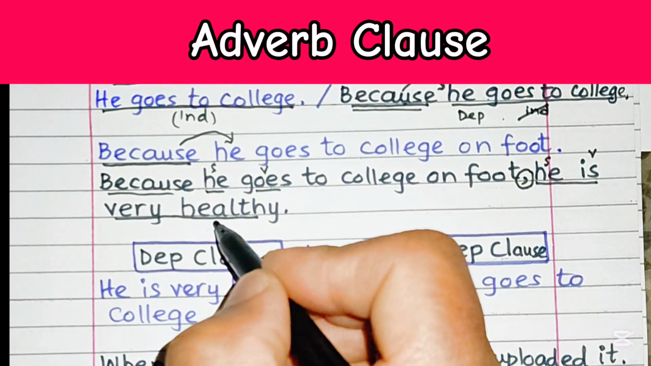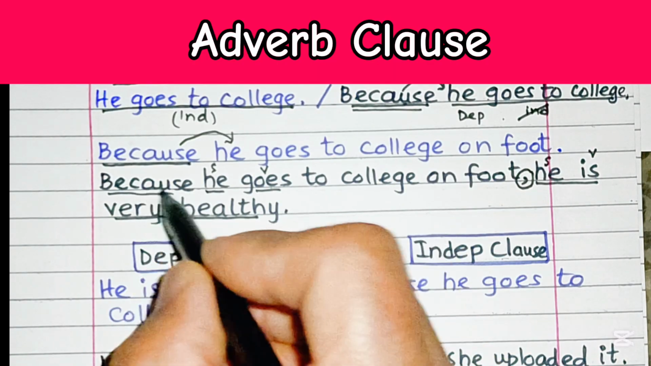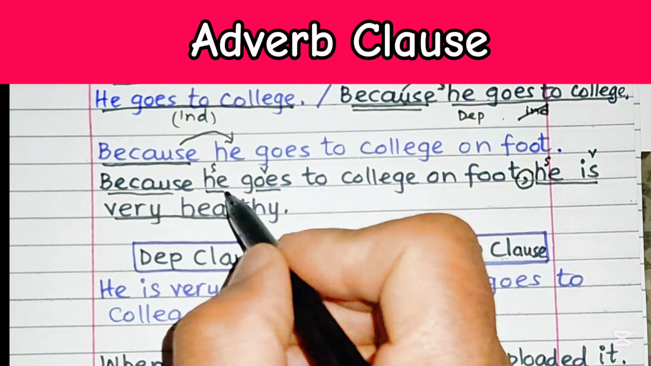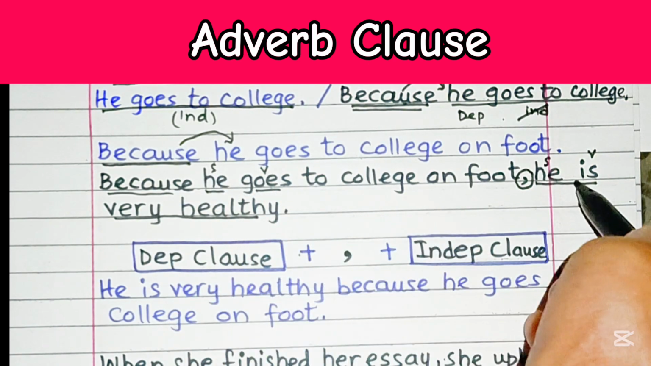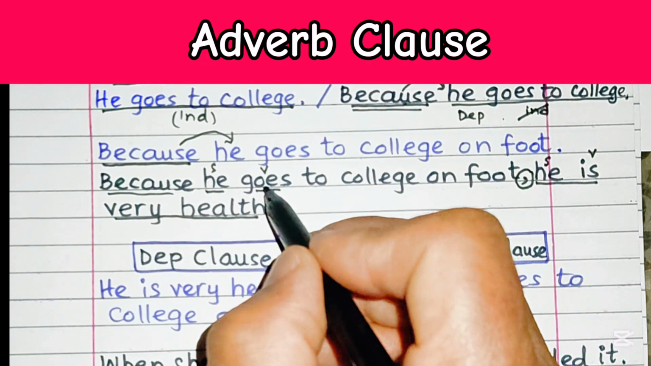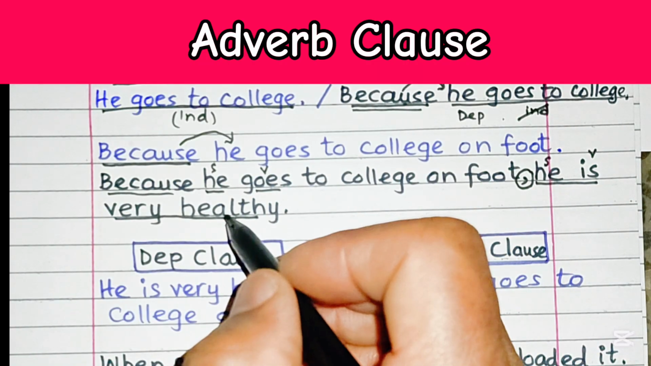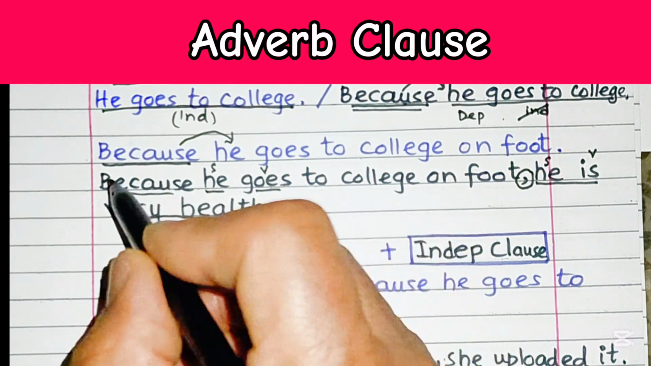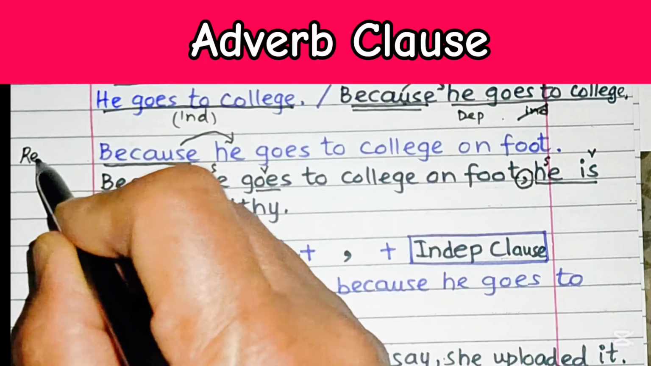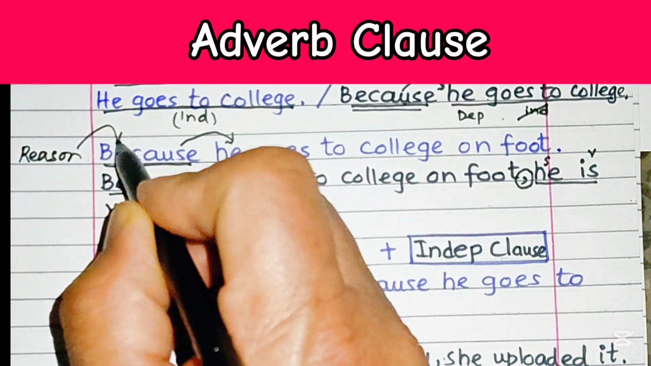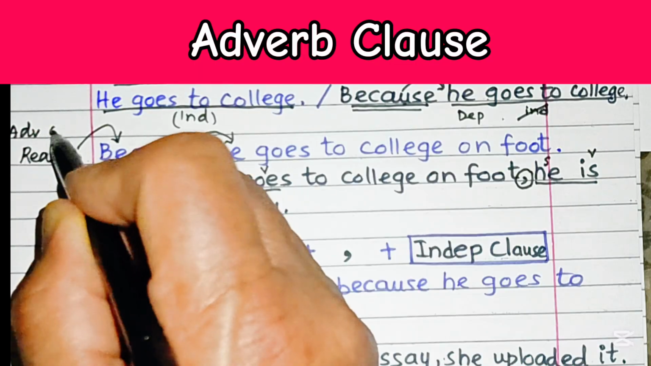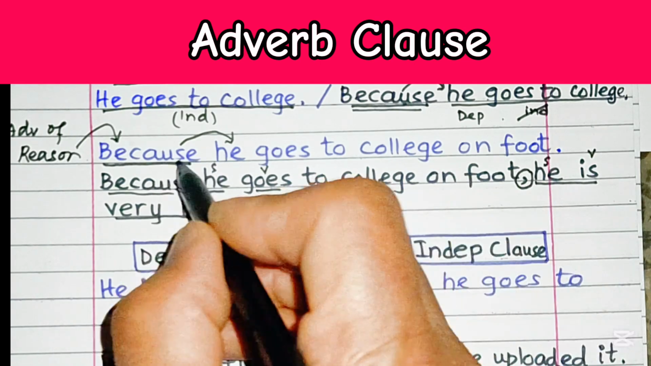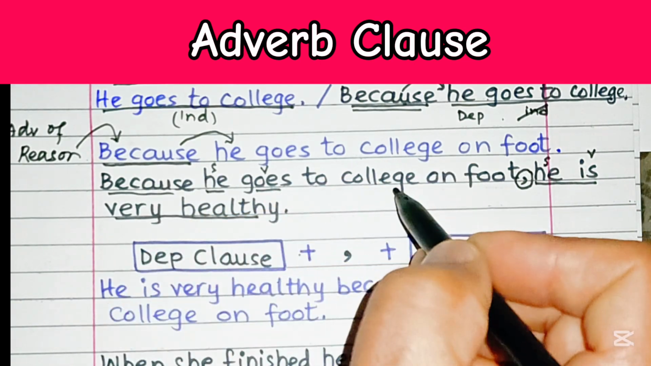He is very healthy. It is not depending on any other thing, but because he goes to college on foot, this is depending on this. He is very healthy. So this is the cause and this is the effect. So this is the reason behind his health. This is a sentence with an adverb clause of reason. Because is an adverb of reason, which makes it an adverb clause. This clause is going to make it an adverb clause of reason.